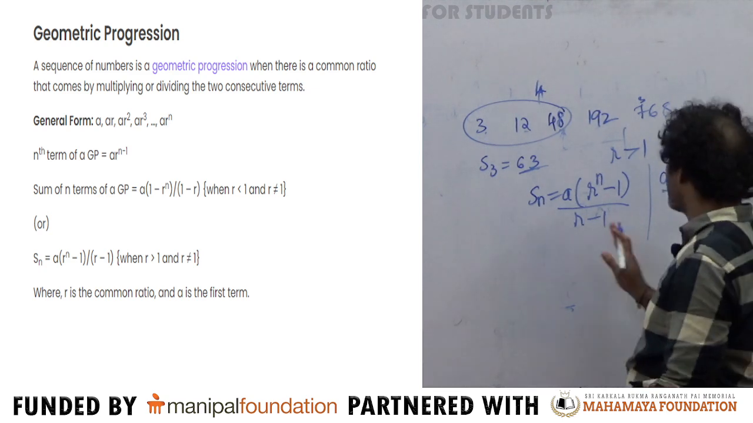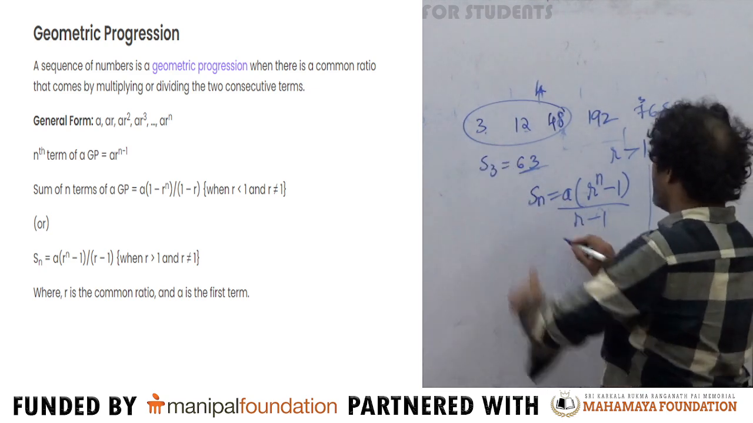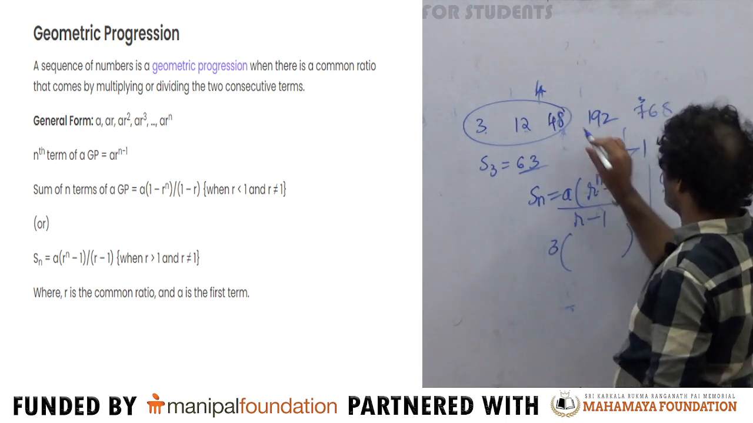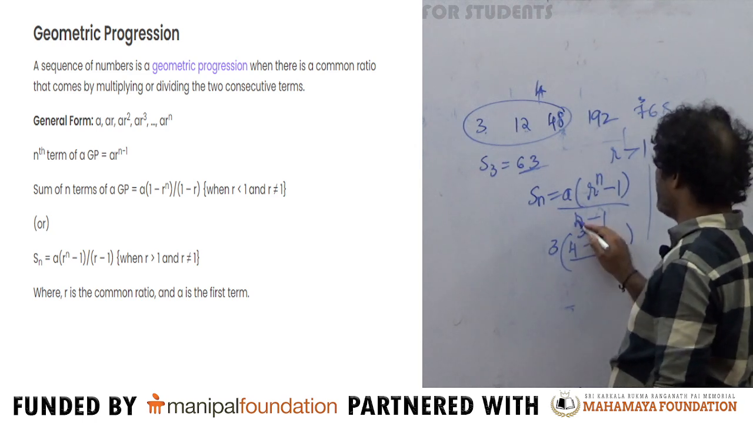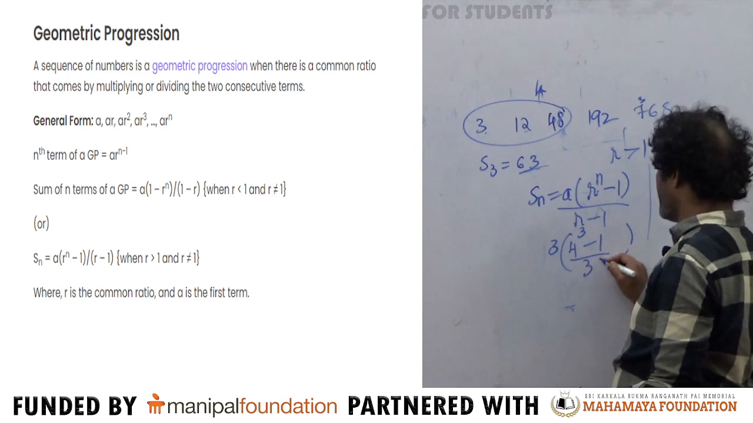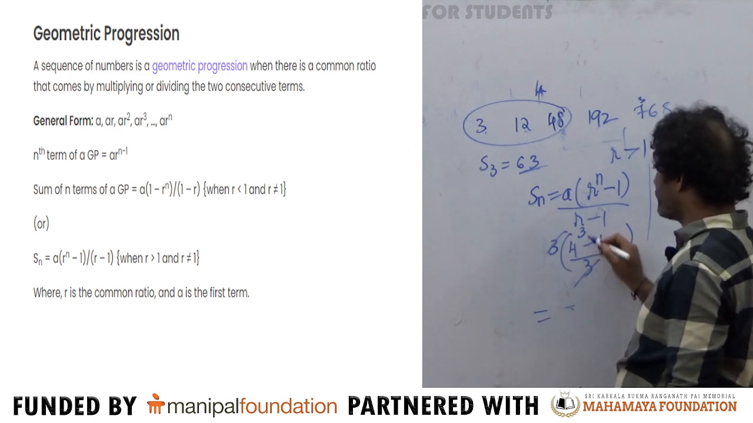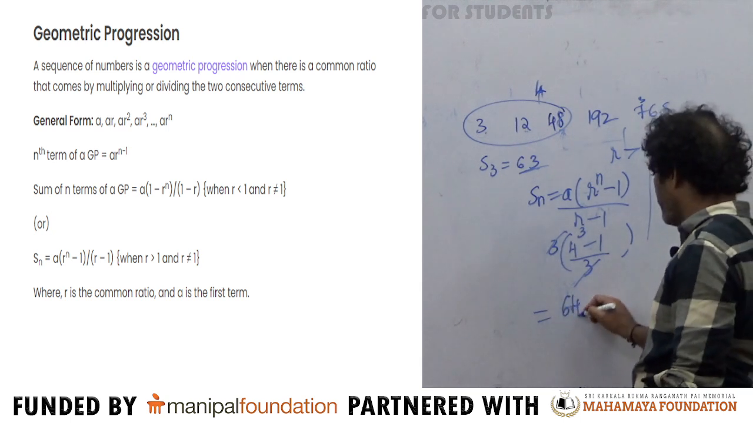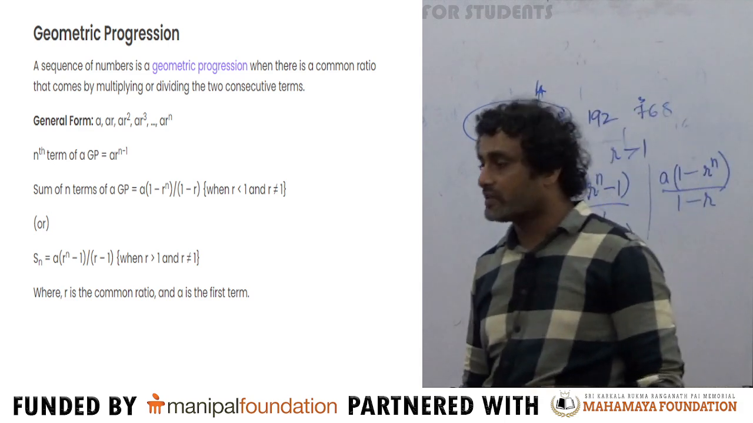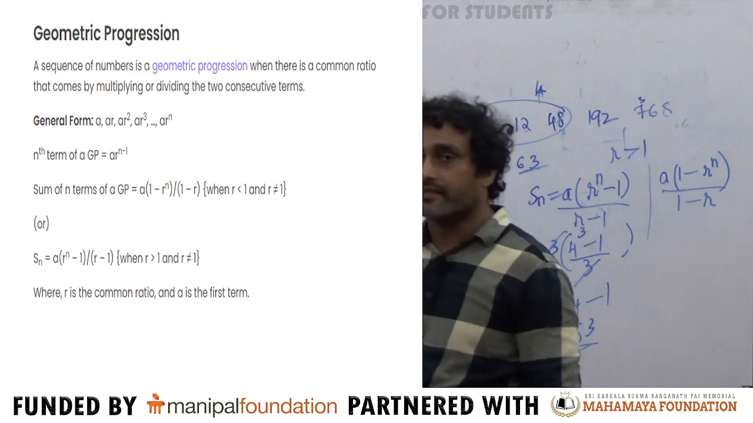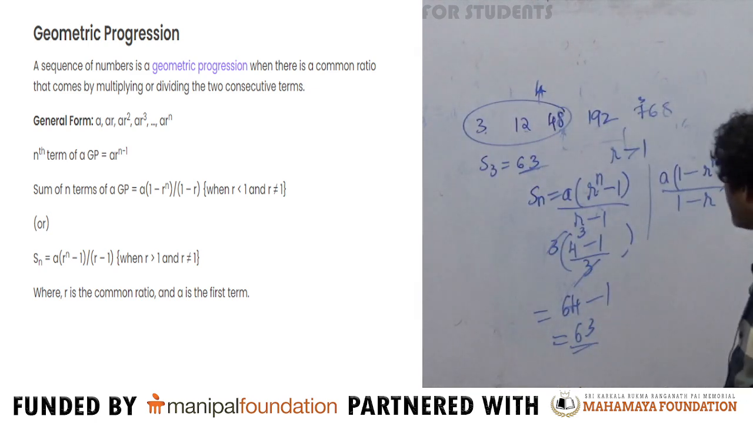Yeah. So now check, okay. Who is A? 3. Who is R? 4. How many terms are there? 3. Minus 1 divided by 4 minus 1, 3. Anyways, this will go. What's 4 into 4 into 4? 64. Minus 1. Answer is 63. So, what's the sum of n terms of GP? It is A into R power n minus 1 by R minus 1. Done. Is that okay?